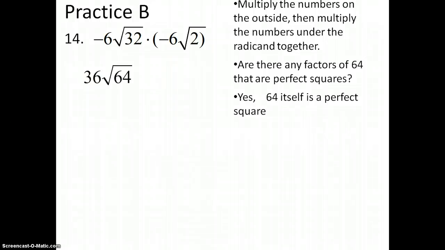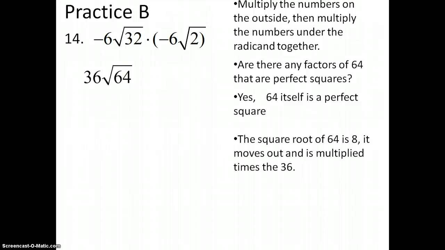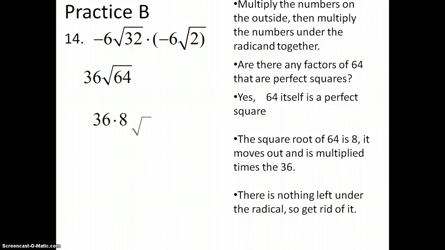And so when I rewrite this, the 8 is going to come out on the outside, and I'm going to multiply it times the 36. So now I end up with 36 times 8, and then there's nothing under the radical sign anymore, so I don't need that anymore, and I just get rid of it. All I'll have to do then is take 36 times 8 and multiply them, which is going to be 288.